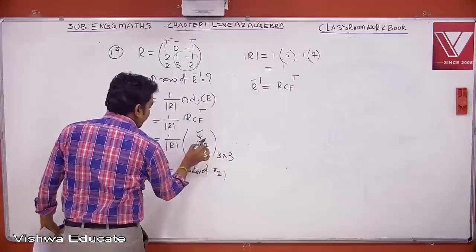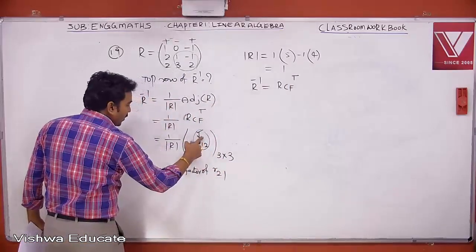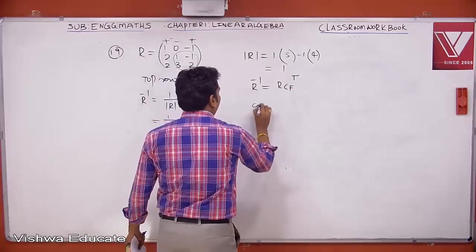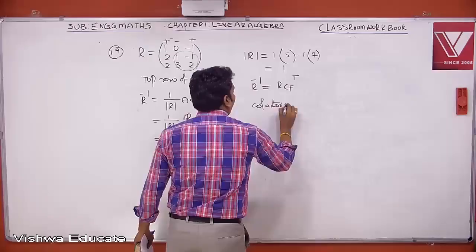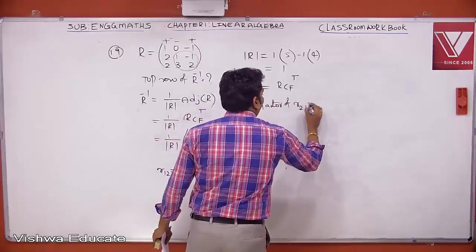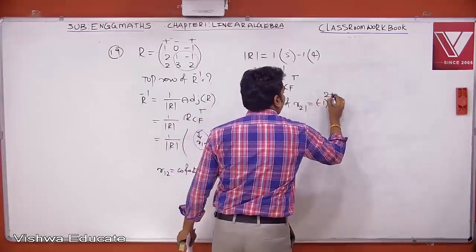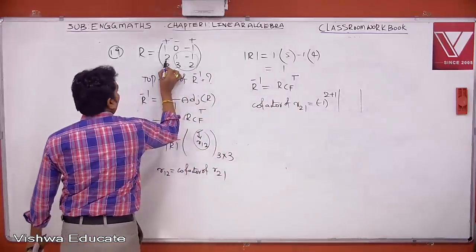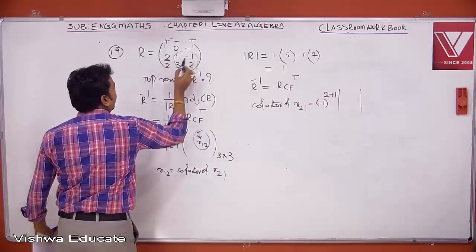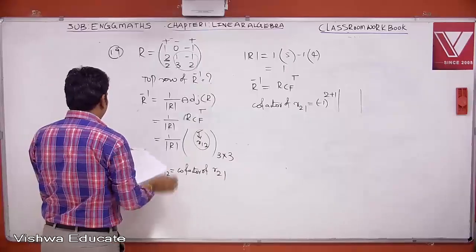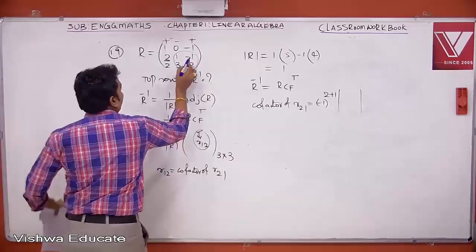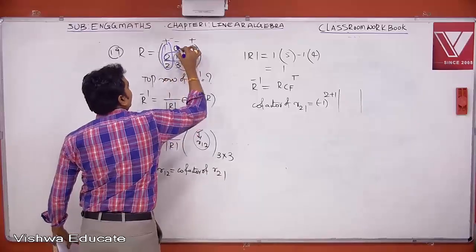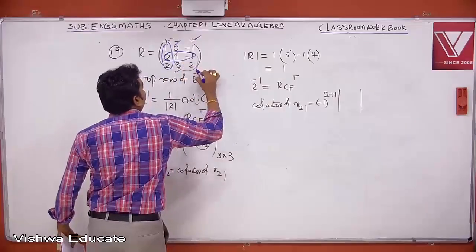Now in RCF transpose, this is my element R12. So R12 is the cofactor of R21. Therefore, cofactor of R21 equal to minus 1 whole power 2 plus 1 into det of the submatrix. This is my R21, the first element in the second row. Its cofactor can be evaluated by eliminating the row where 2 is present and by eliminating the column where 2 is available. So consider the next submatrix.